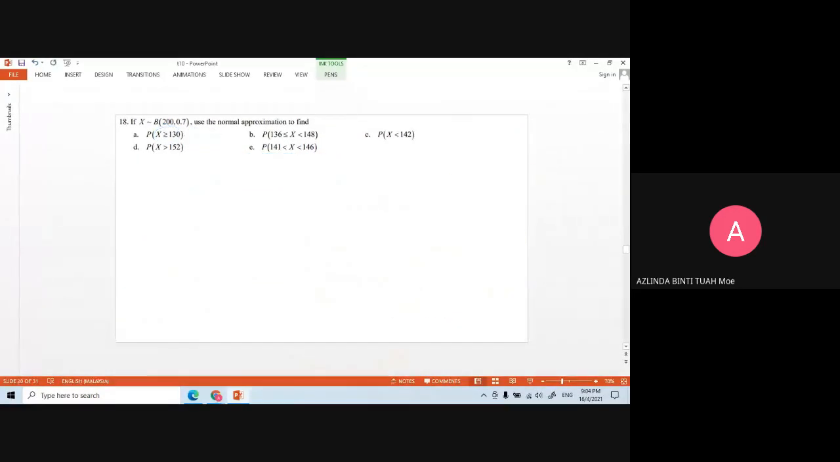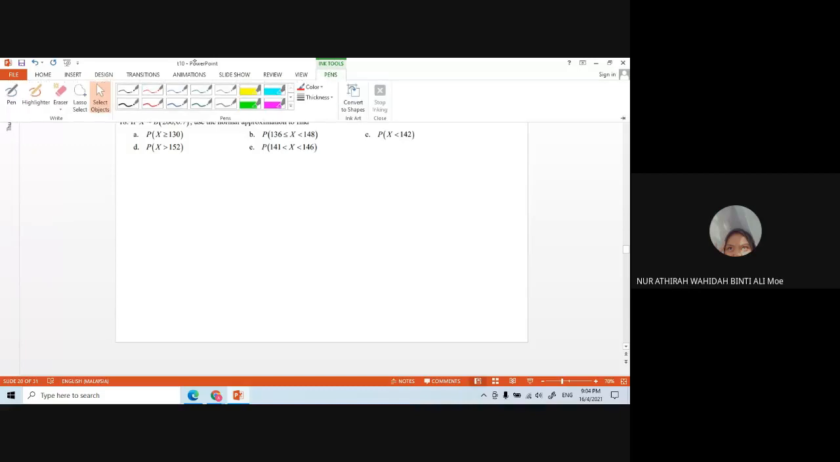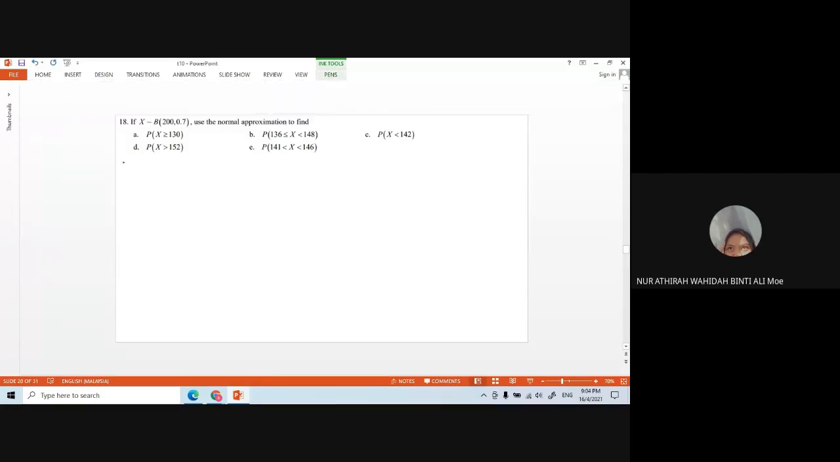Next, 18C. Probability X less than 142. Okay, 18C. P X less than 142. Okay, 4 steps. CC, continuity correction. Standardize X, convert to Z. And then bell shape, then table. So step number 1, continuity correction.